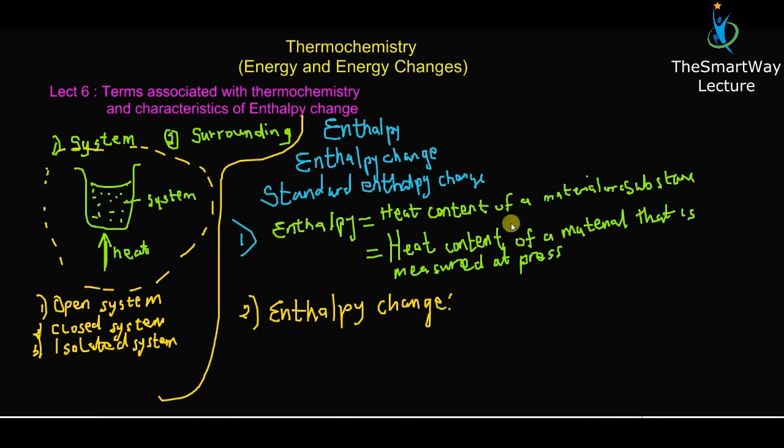You see, we cannot measure the absolute heat of a system. It is not possible. We are not able to measure the absolute heat of a system. It is only the change in the heat that we measure, and so the change in the heat is what we call the enthalpy change.